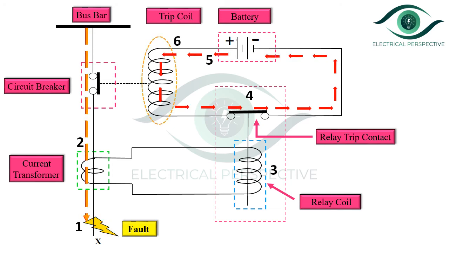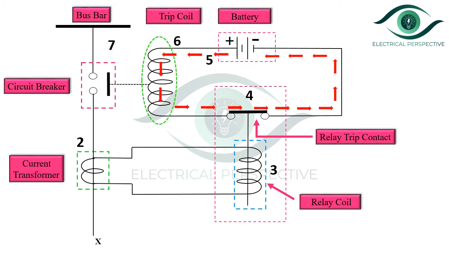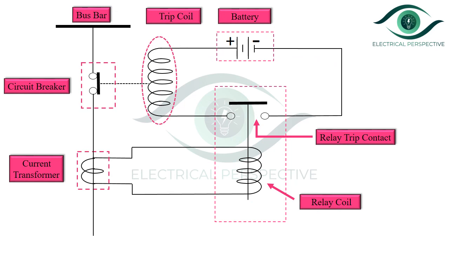Thus the trip coil of the circuit breaker gets energized and MMF of the trip coil initiates the opening mechanism of circuit breaker, and thus the circuit breaker will open. On the separation of contacts, the flow of current is interrupted, resulting in arc formation between the contacts, but after successful arc interruption, faulty part of the system will get isolated as shown in figure. The entire process discussed earlier is shown here in continuous manner.